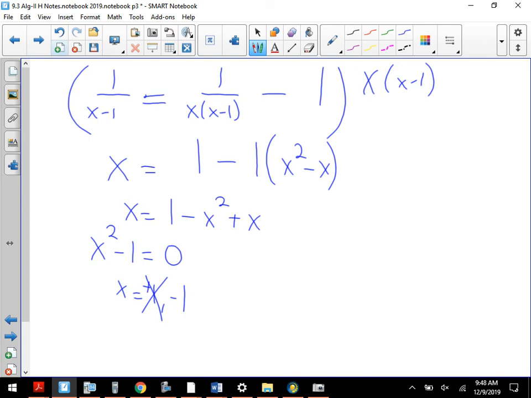What do you mean by flip the sides? I moved it to the left. I subtracted 1, added x squared, subtracted x, and I got x squared minus 1.